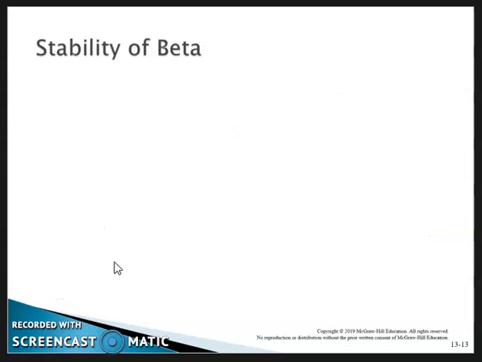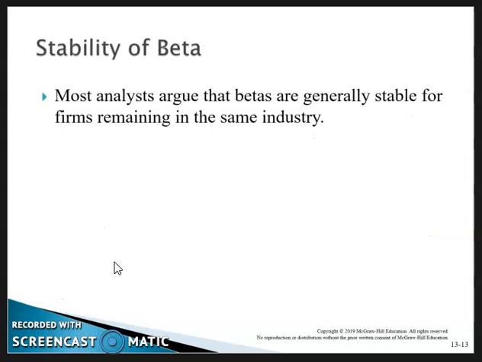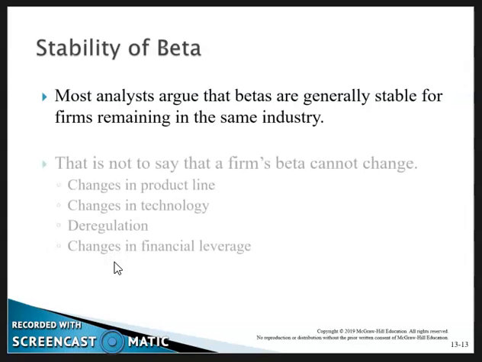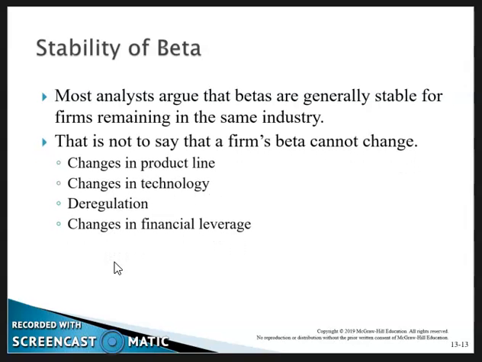The stability of beta. Most analysts argue that betas are generally stable for firms remaining in the same industry. That's not to say that betas don't change. Changes in product line, changes in technology, deregulation, regulation (not mentioned here), and changes in leverage can all affect beta.